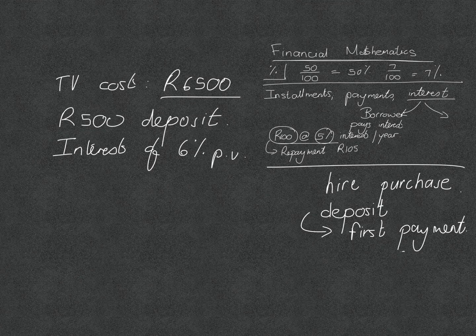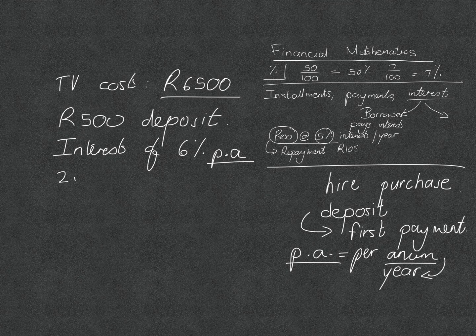So it's per year. Now, just something else, when you see this abbreviation PA, it stands for per annum, and annum is the Latin word for year. So just don't get confused. When you see PA, it means per annum, annum means year. So she has to pay 6% interest. Now she gets 2 years to pay off this television.